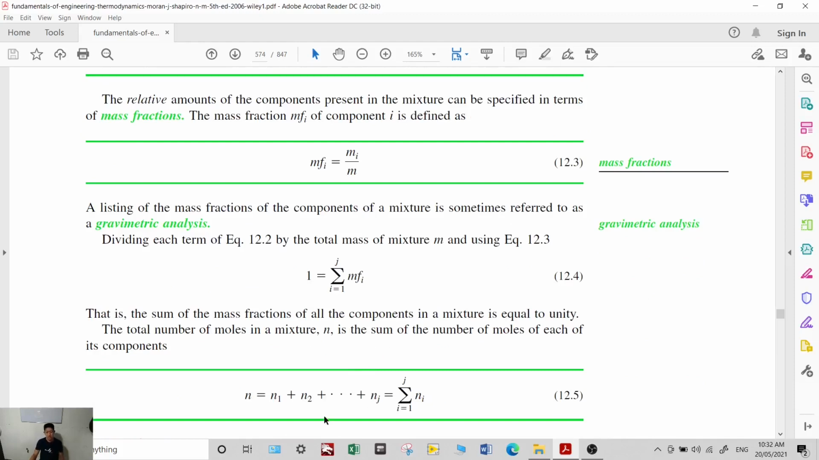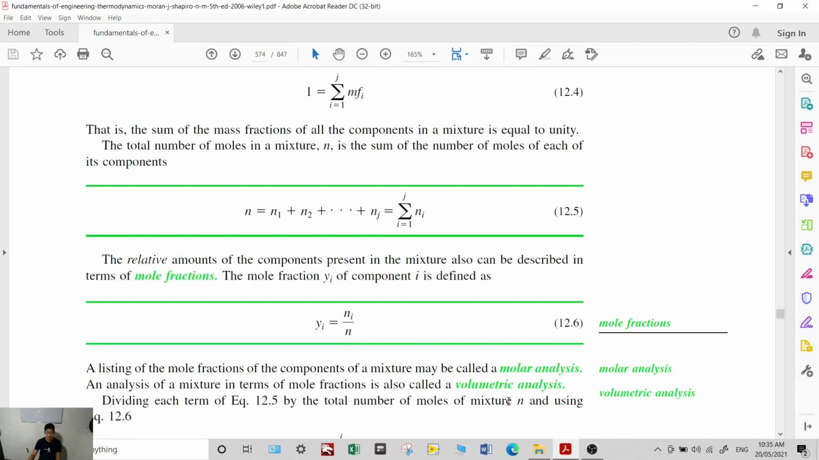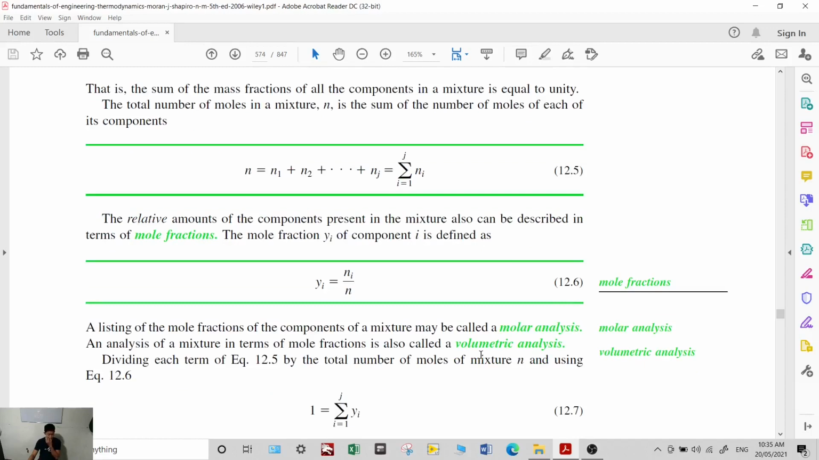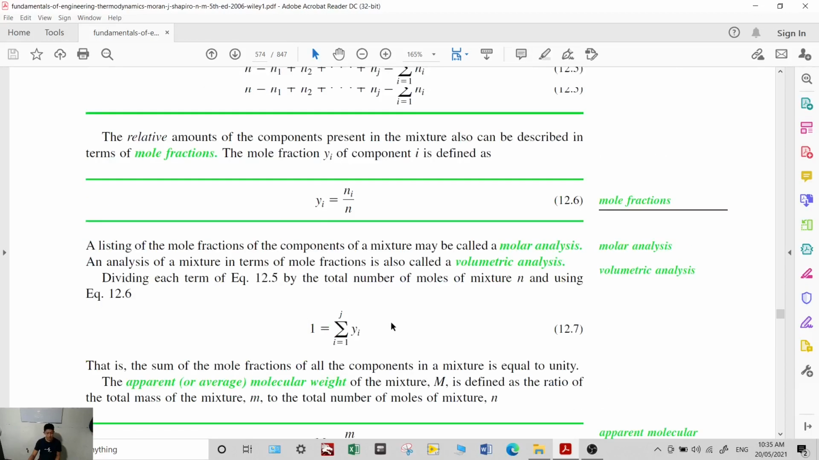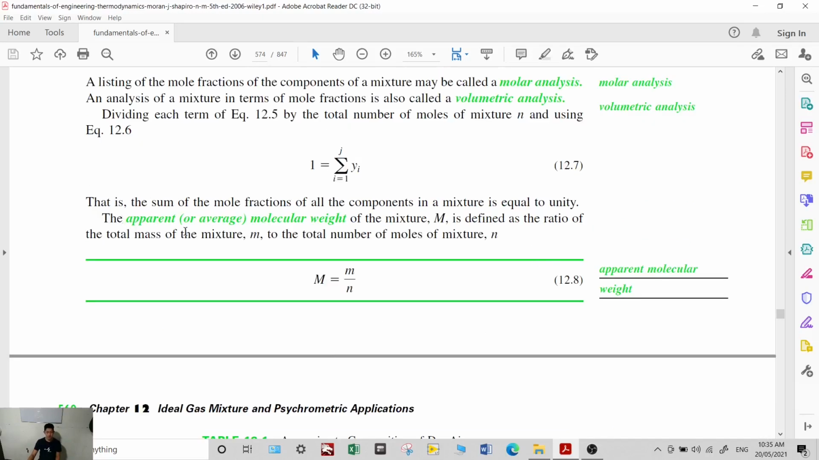Okay? In the same way, the total number of moles in a mixture is just the summation of the individual number of moles of its components. If we divide this equation by the total number of moles, we'll get what we call the mole fraction. So the mole fraction is just the number of moles of a certain component divided by the total number of moles. If the mixture is described by mole fractions, it is called the molar analysis. Again, the summation of the mole fractions should equal 1.